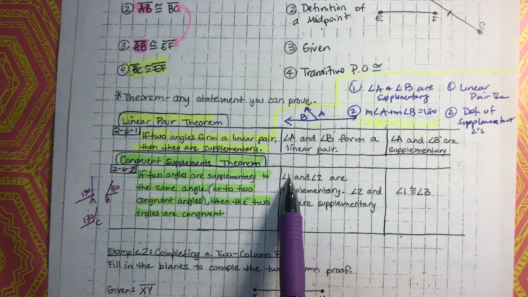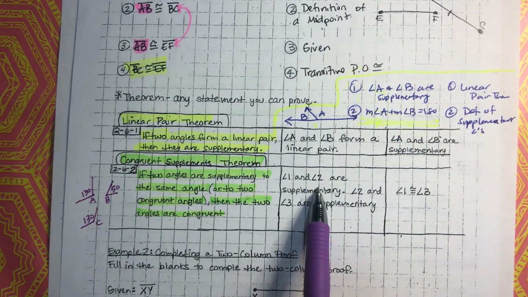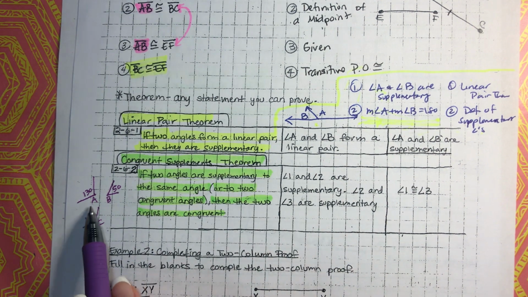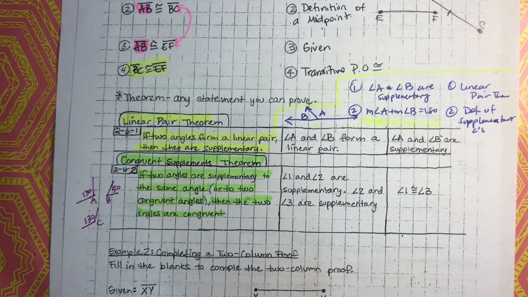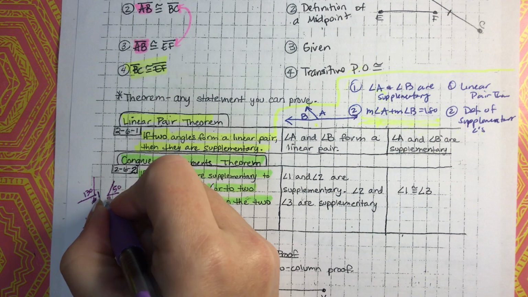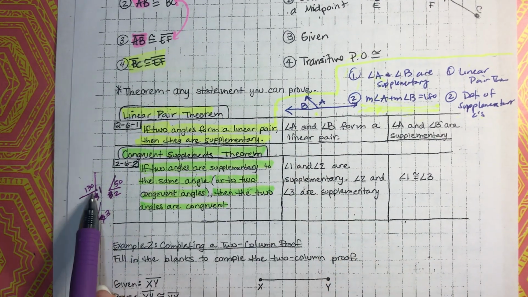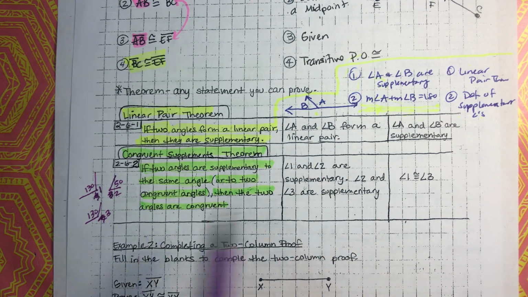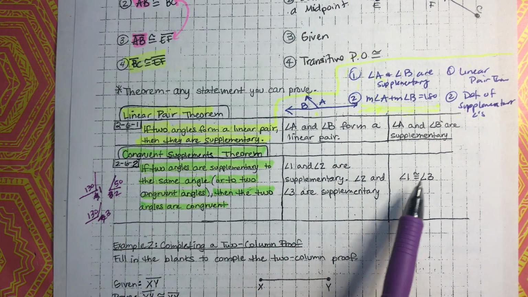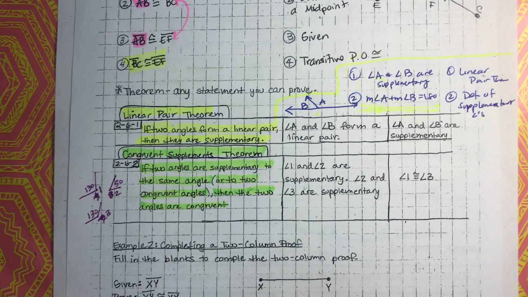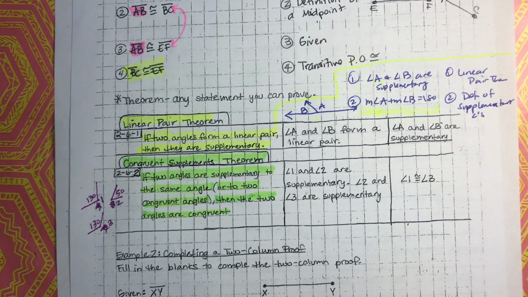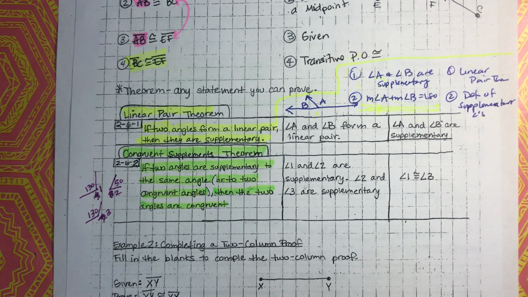So this is just kind of saying angle 1 and angle 2 are supplementary. I probably should have just made this 1, 2, and 3. I'll make this 1. So basically this is 1, this is 2, and this is 3, okay? So 1 and 2 are supplementary, and 2 and 3 are supplementary. Therefore, 1 and 3 are congruent. Angle 1 and 3 are congruent by the congruent supplements theorem.